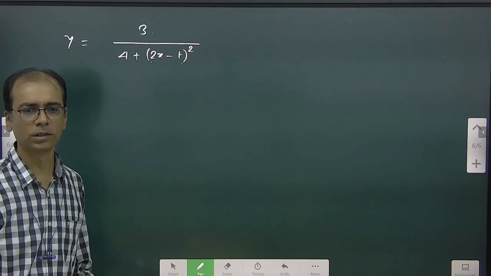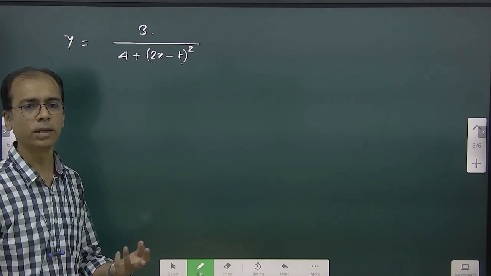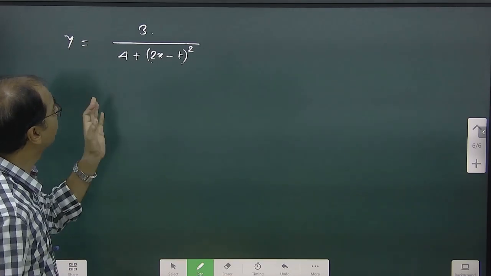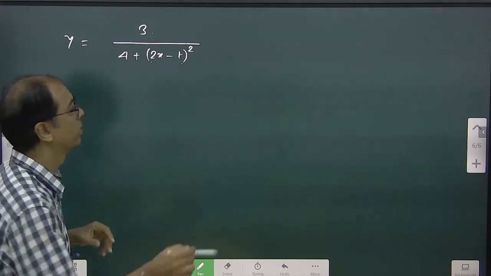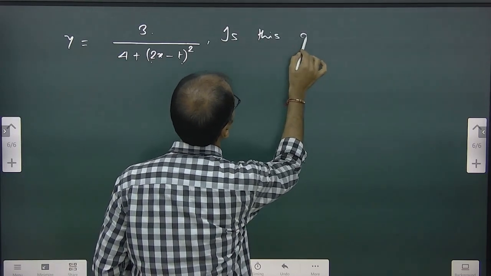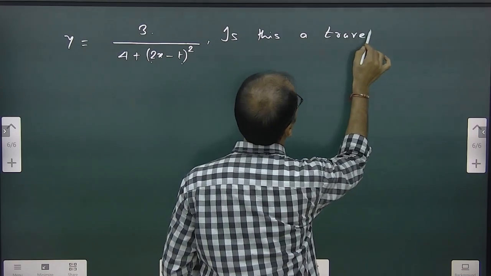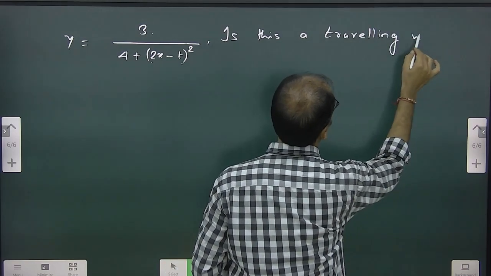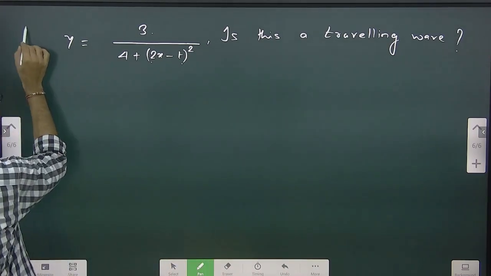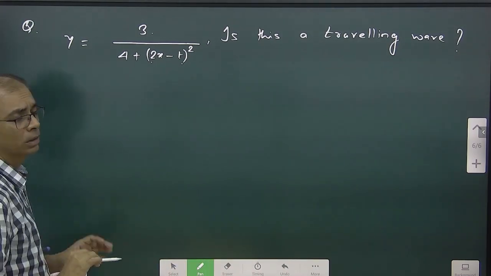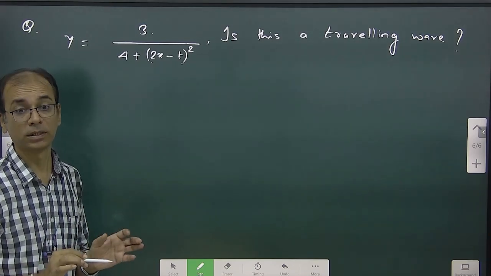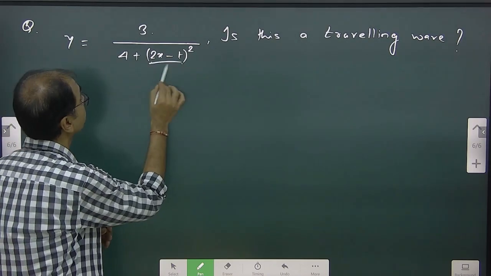We have two conditions. The third condition is also there, that I'll tell you later. Two conditions we have. First of all, the question is, is it a traveling wave? This is the question. So first let's talk about its motion. Do we have anything like the ax plus minus bt form? I said yes, it is there.